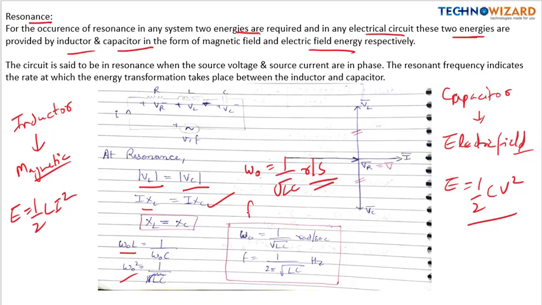From here you can also find F naught, because we know that omega is equal to 2 pi F. So F naught is equal to 1 upon 2 pi root LC, and this value will be in hertz, because the SI unit of frequency is hertz. The circuit is said to be in resonance when the source voltage and source current are in phase. That means the source voltage Vs and Is are in same phase, so only resistor will act here. The resonant frequency indicates the rate at which energy transformation takes place between the inductor and capacitor. So this is all about resonance: what is resonance, what is resonant frequency, and what is the condition for resonance, that is XL equal to XC or VL equal to VC.